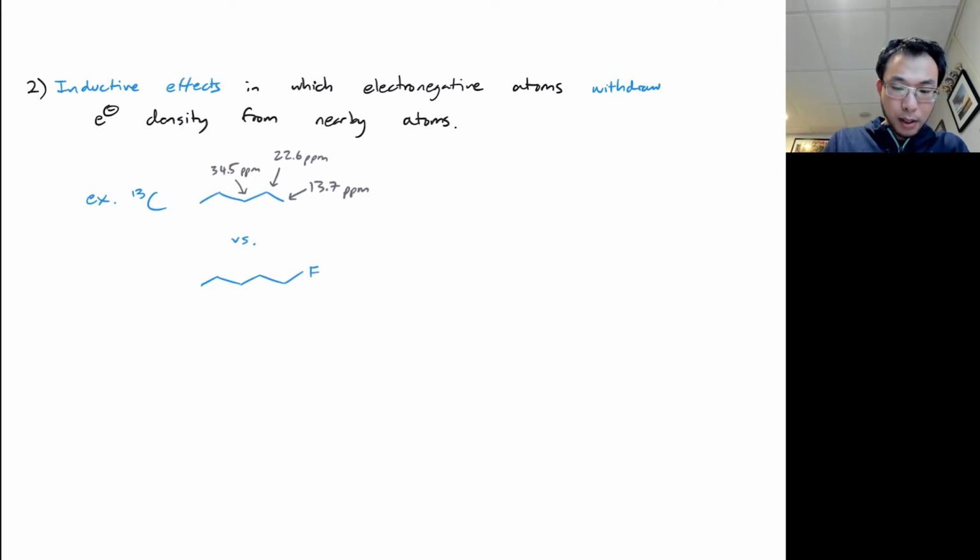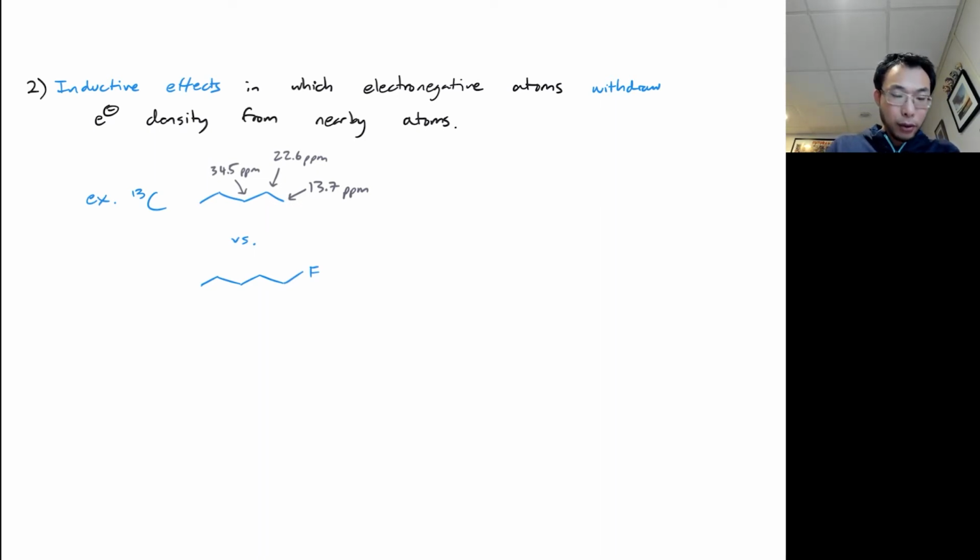So if we're looking at just the pentane, what you'll find is that the central carbon will show up at 34.5 ppm, the next one over at 22.6 ppm, the last one at 13.7 ppm. These carbons are different from each other because the central carbon is bonded to 2 hydrogens and 2 carbons. Carbon is more electronegative than hydrogen, so that means that overall this carbon experiences more neighboring carbons pulling electron density away compared to this carbon at the very end.